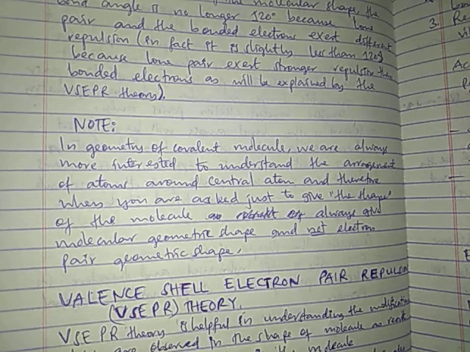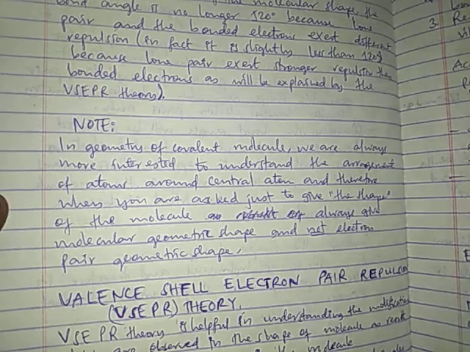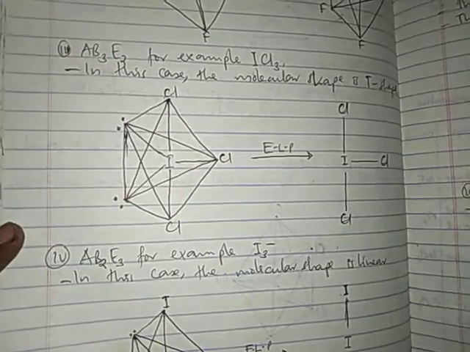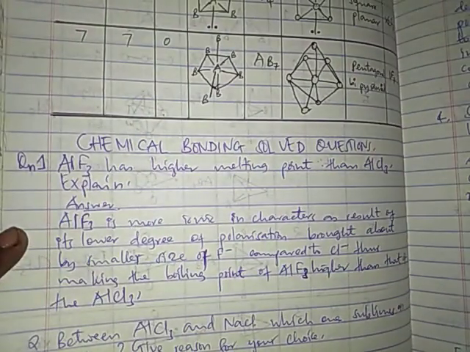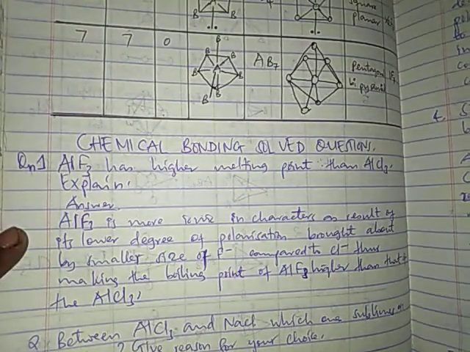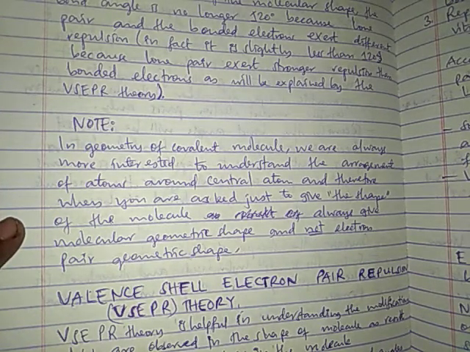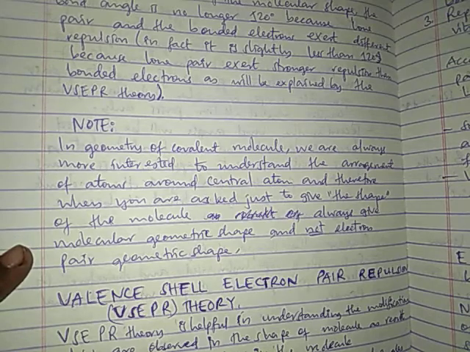So let us end here, and in the next lecture we shall finish with the valence shell electron pair repulsion theory and everything about the shapes of molecules, and we will solve some of the questions on this topic of general chemistry.